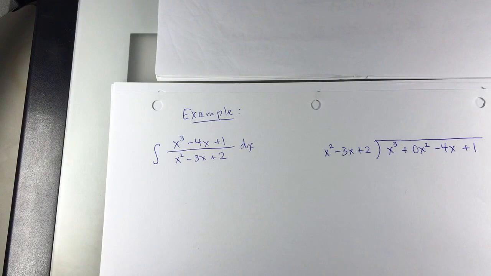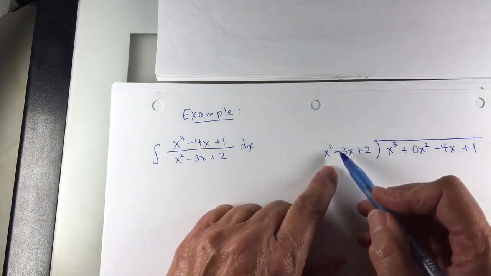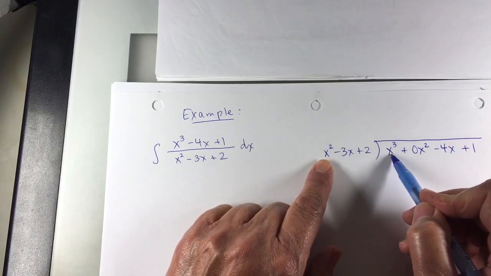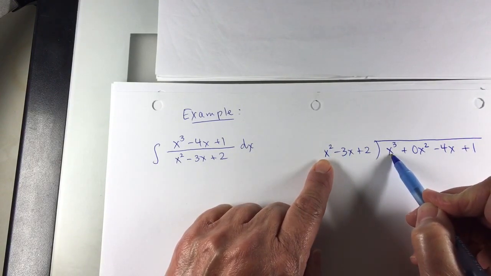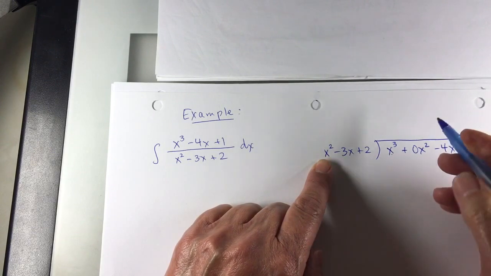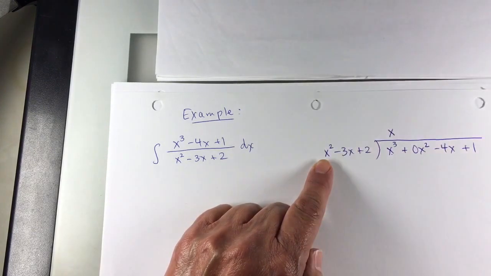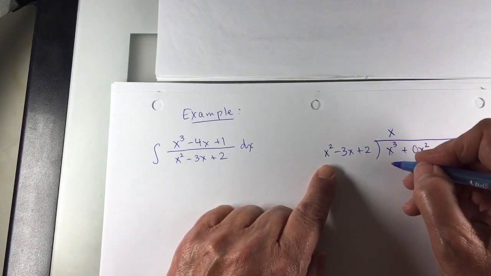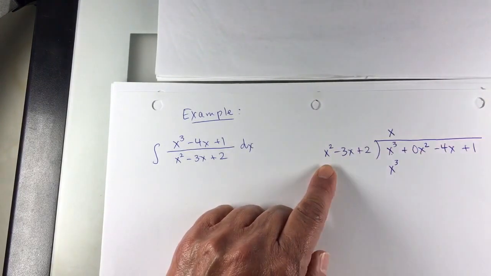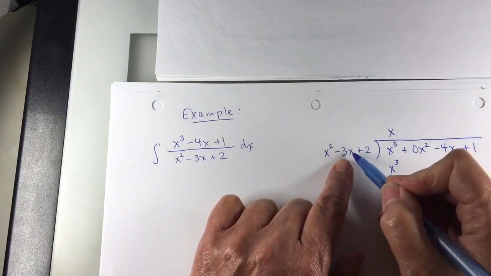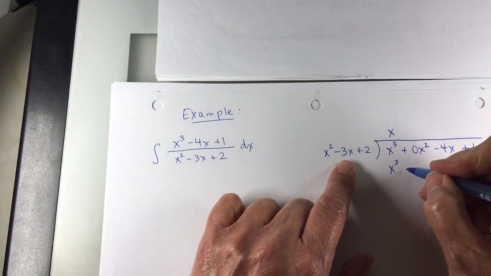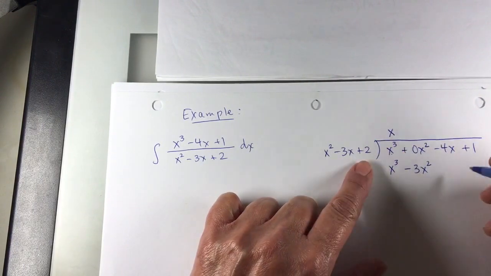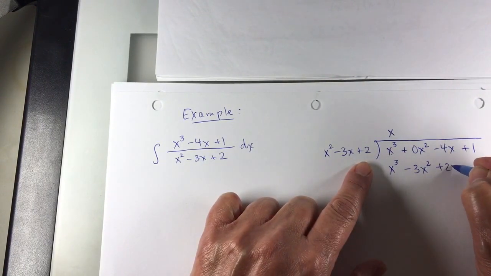To do the long division, you're going to say, take this first term, x squared goes into x cubed, how many times? X. So put an x in the top. And then x times x squared is x cubed. x times negative 3x is negative 3x squared. And x times 2x, that's plus 2x.